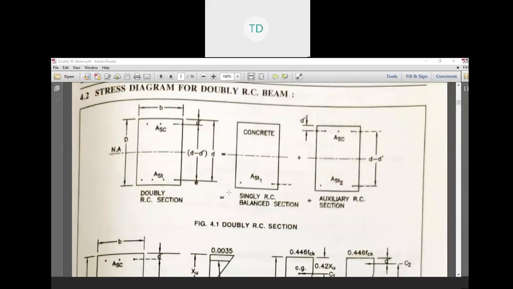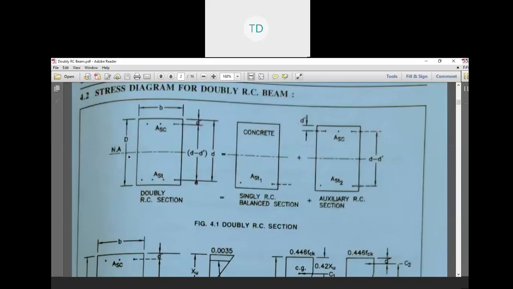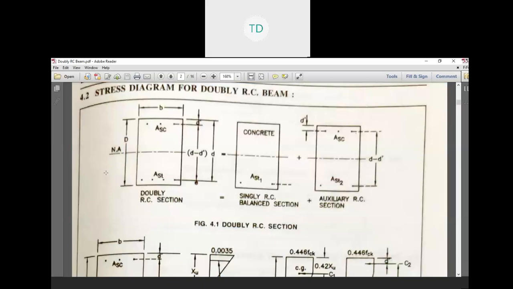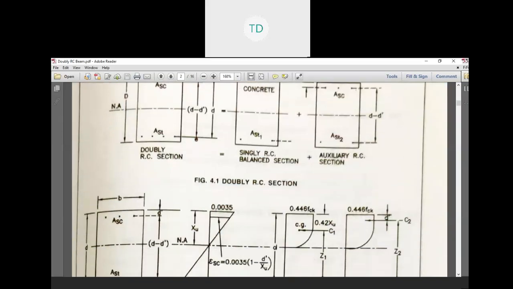The image we are going to study is of a doubly reinforced section. In this case, we provide Ast and upper Asc. It is the same as the singly reinforced beam section plus an auxiliary reinforced section in the upper portion of the concrete; merging them, we get the doubly reinforced beam.